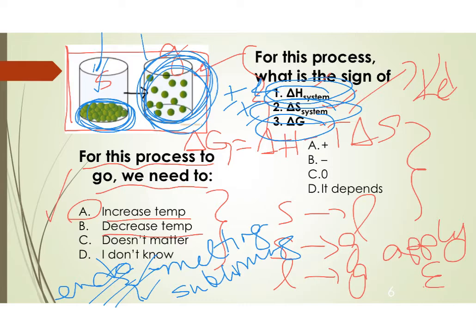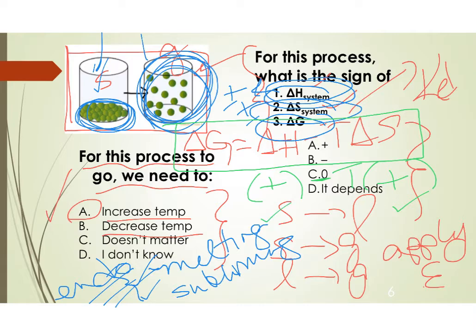Well, if we look at our handy-dandy equation and put the signs in, enthalpy is positive. I'll leave that negative sign in there. And entropy is also positive. So positive entropy is favorable, but positive enthalpy is unfavorable. They're playing tug of war. Which one's going to win? What does it depend on? It's going to depend on temperature.